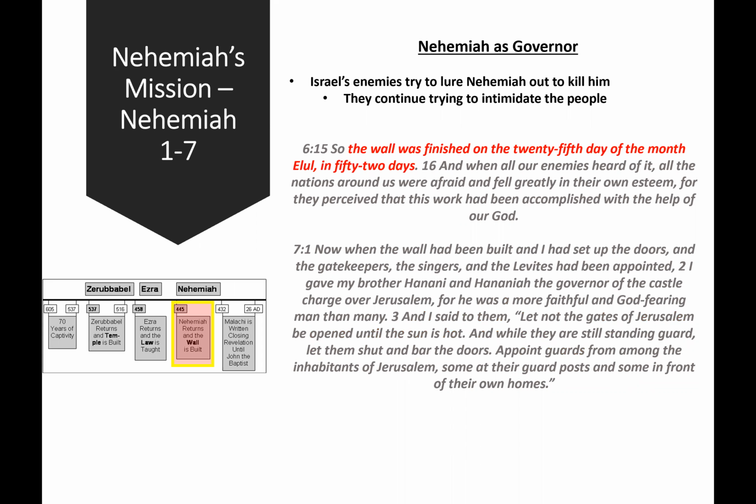And so Israel's enemies continue to try to frustrate them, and they try to lure Nehemiah out so they can kill him, but he doesn't fall for their trap. And they continue to intimidate the people while all this building is going on. Then we get chapter 6, verse 15. So the wall was finished on the 25th day of the month of Elul, in 52 days.